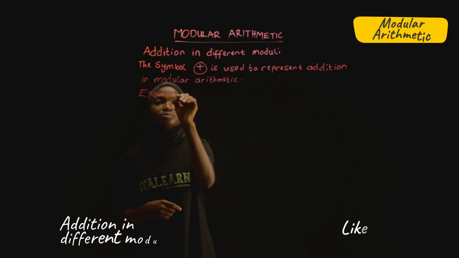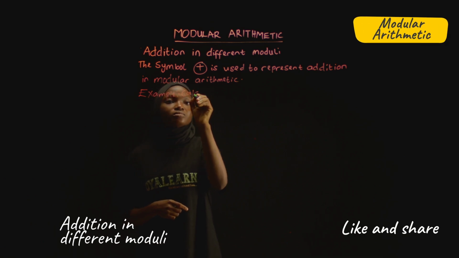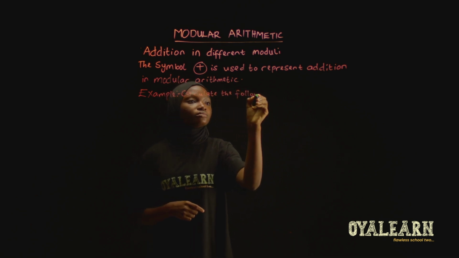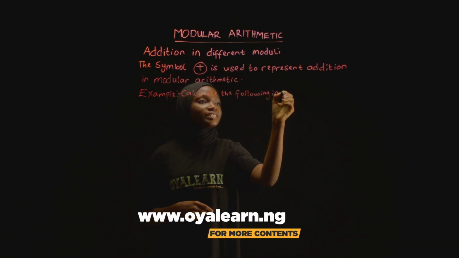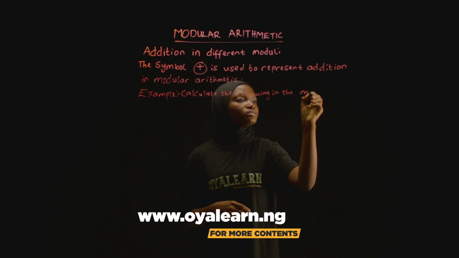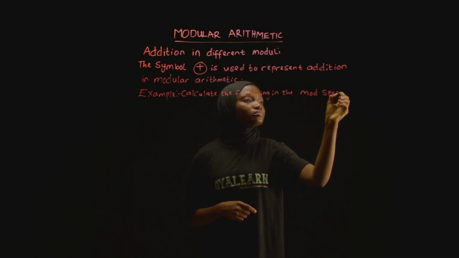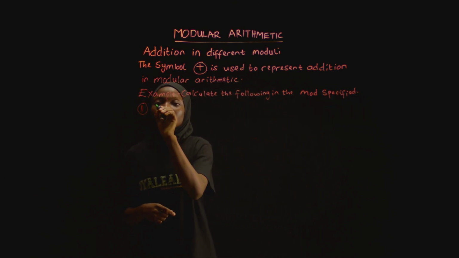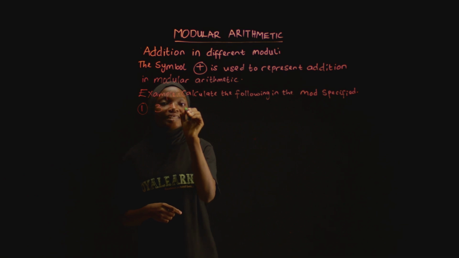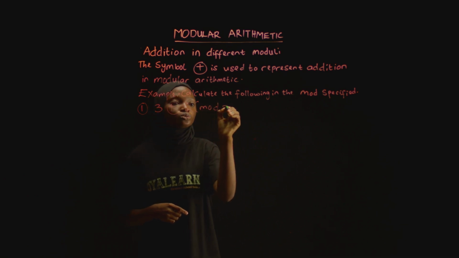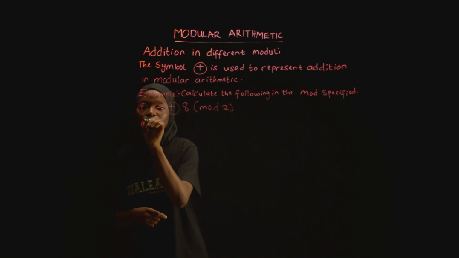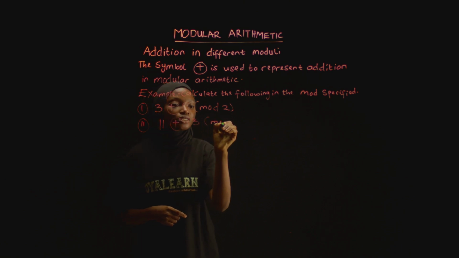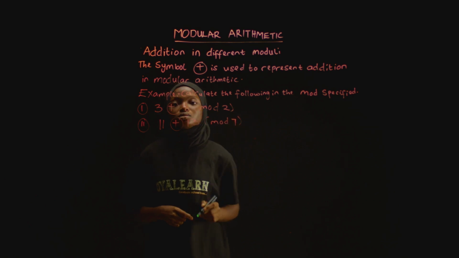Example: calculate the following in the mode specified. Okay, the first one, 3 plus 8 in mode 2. Okay, the second one, 11 plus 13 in mode 7.